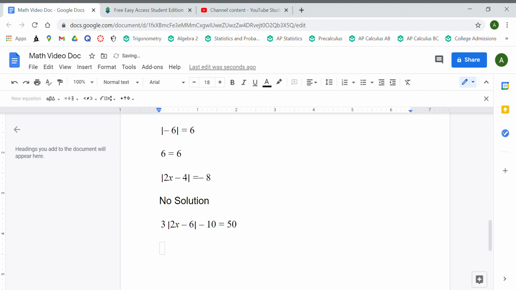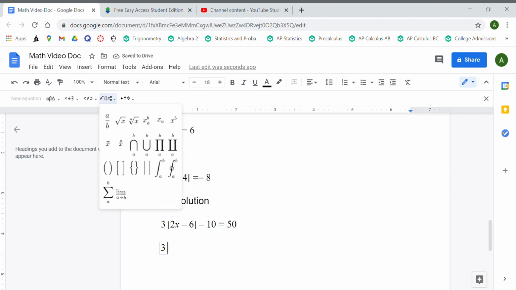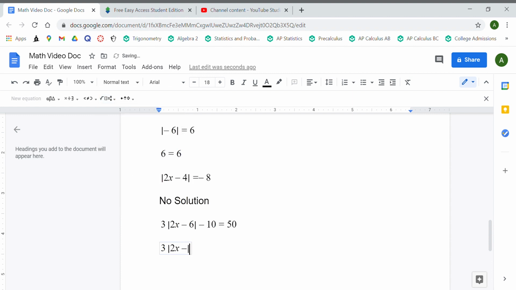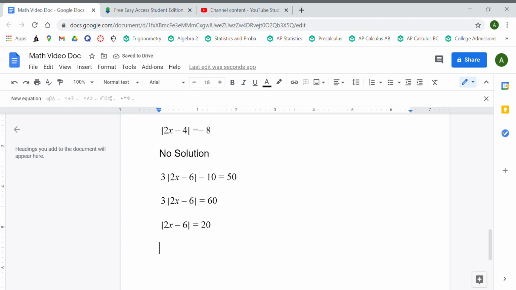Okay, so we need to get the absolute value sign by itself. So what we're going to do is add 10 to each side. Then you should have this. And then you have a coefficient, so you got to divide each side by 3. And so you will get absolute value of 2x minus 6 equals 20. Excellent. Now we're ready to split this up.